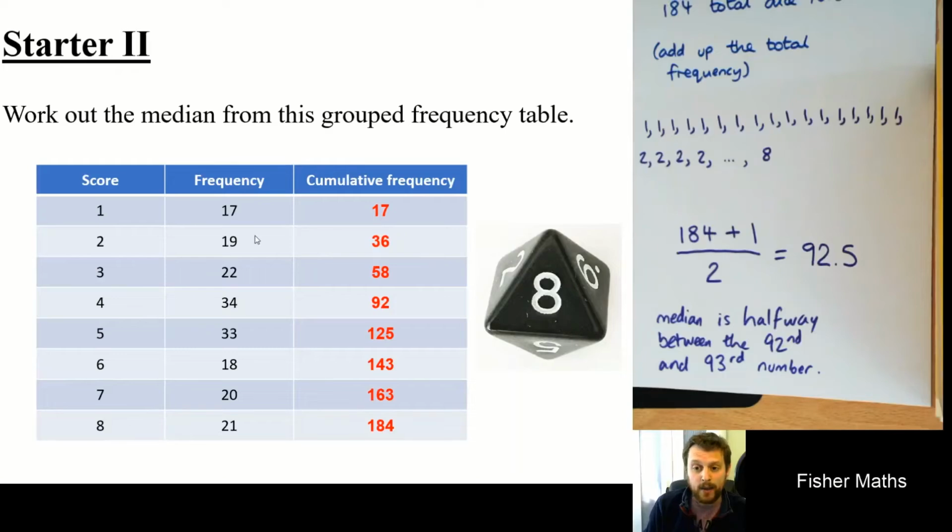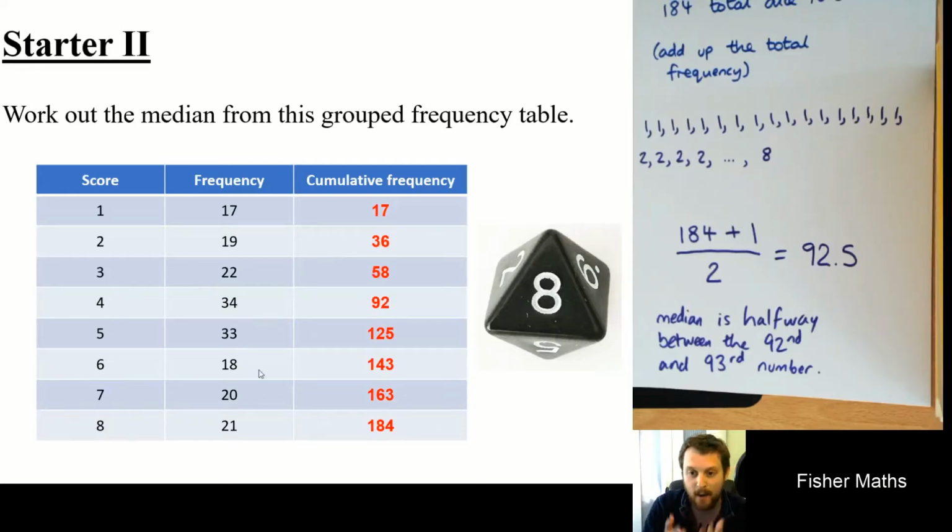And then the 93rd number is the first 5, and that goes all the way up to the 125th number, which is the last 5. The 126th number is the first 6, and that goes all the way up to the 143rd number, which is the last 6. The 144th number is the first 7, and that goes all the way up to the 163rd number, which is the last 7. The 164th number is the first 8, and then it goes up to the 184th number, which is the last 8 and the last of all of those numbers.